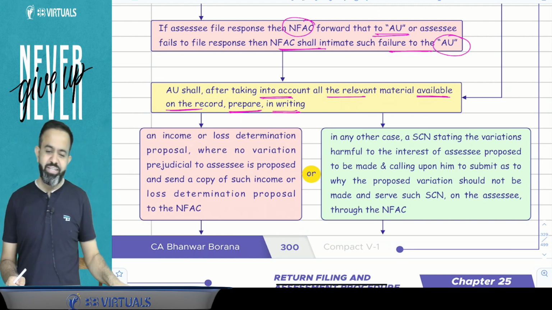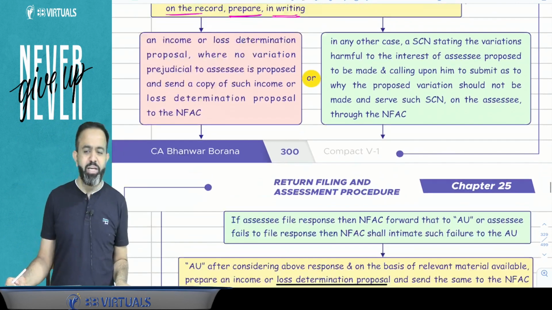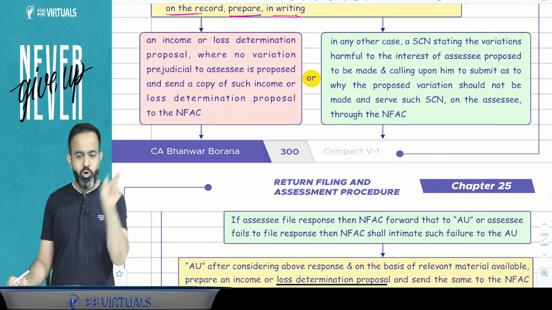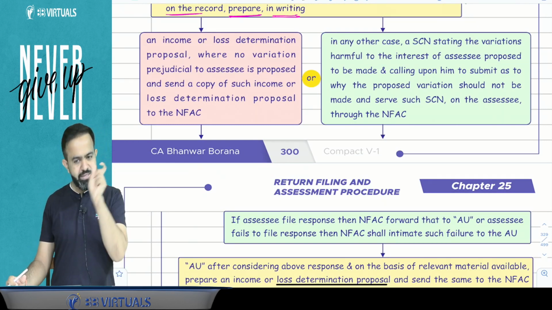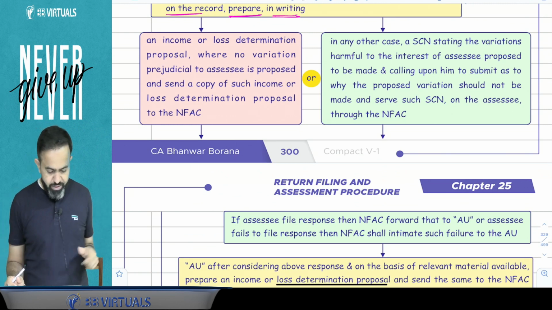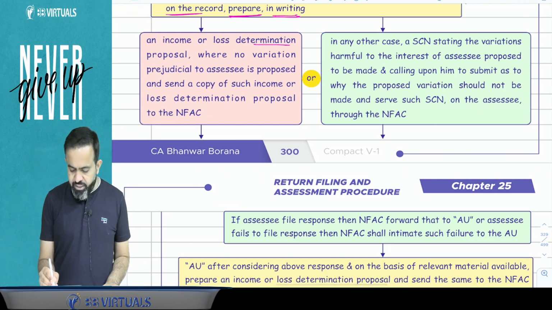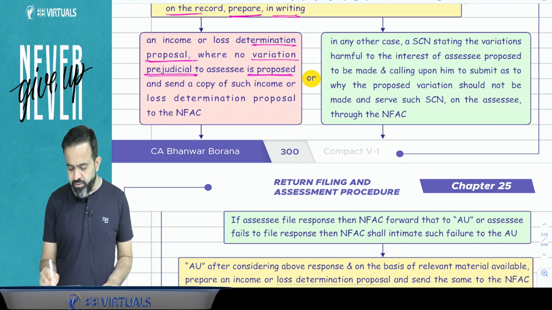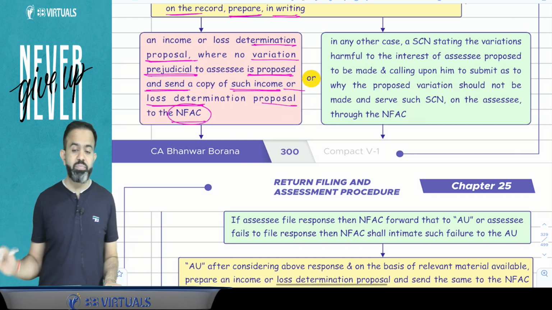Now what is the assessment unit going to do? The assessment unit will determine your income or loss proposal. So they will make one income or loss proposal, and what they will do, pay attention: an income or loss determination proposal where no variation prejudicial to the assessee is proposed, and send a copy of such income or loss determination proposal to the NFAC.